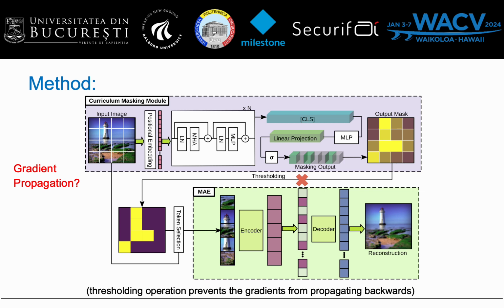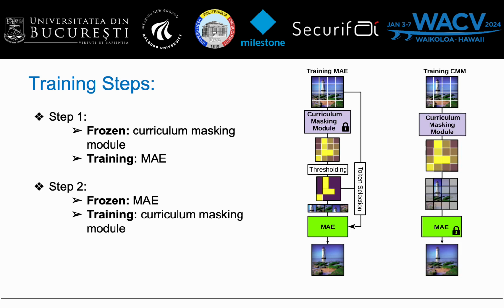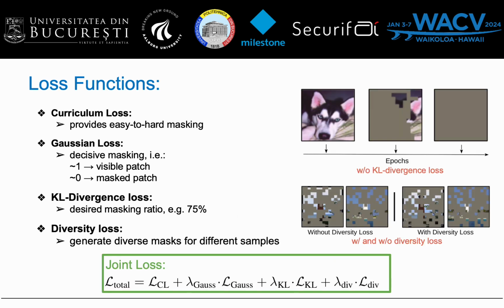We observe that the thresholding operator after the curriculum masking module inhibits the gradient propagation. Therefore, we propose two-step training in our method. In step 1, we use the thresholding operation and train MAE for representation learning. Our curriculum masking module is kept frozen in this step. In step 2, we remove the thresholding operator and train our curriculum masking module, and we keep MAE frozen in this step. We propose a total of 4 loss functions for the training of the novel curriculum masking module.